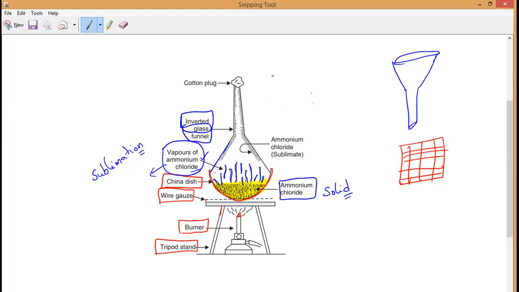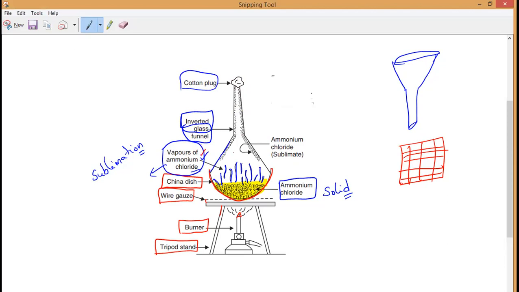Why am I keeping an inverted glass funnel? The ammonium chloride fumes will come and hit the walls of the funnel. Here it has an opening, but I covered it with a cotton plug. Why? Because the gas should not escape through this hole. Which gas? Vapors of ammonium chloride. Understand?